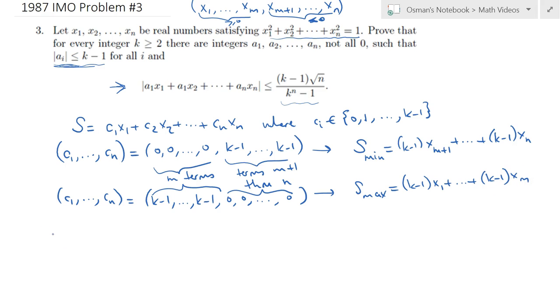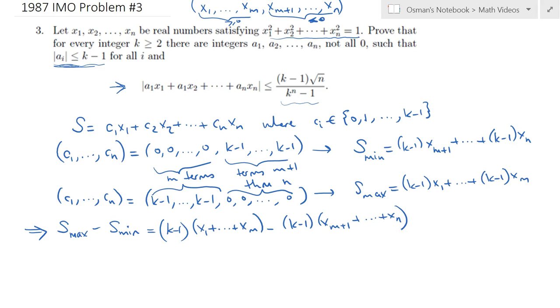In this occasion, I would like to have a look at the distance between s max and s min. That would imply that this distance is equal to, well, obviously we can subtract them. It would be k minus 1 times parentheses, we can factor out the k minus 1, and we would have x sub 1 plus all the way to x sub m, and then minus, this time from x sub m plus 1 all the way to x sub n.